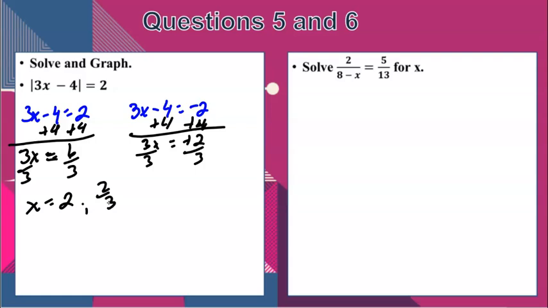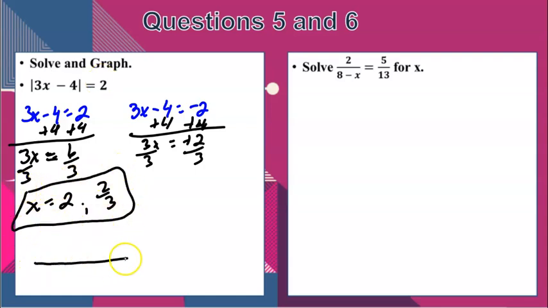Now to check it very quickly, if I put 2 in for x, 3 times 2 is 6. 6 minus 4 is 2. The absolute value of 2 is 2, so my statement is true. If I put 2/3 in for x, 3 times 2/3 is 6/3, which is 2. 2 minus 4 is negative 2. Now the absolute value of negative 2 is 2. 2 does equal 2. Therefore, these are my two solutions.